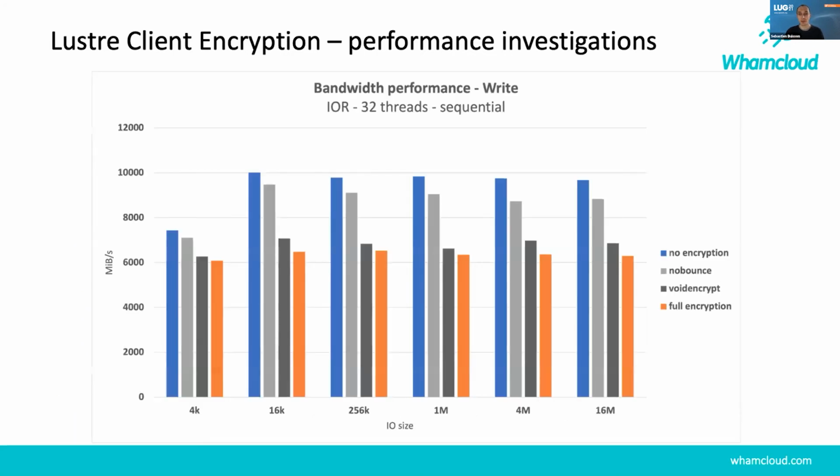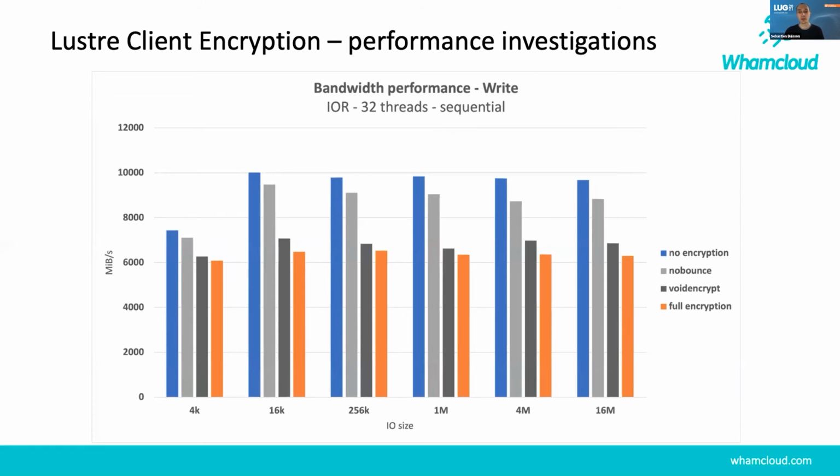So we made some modifications in the way client encryption is implemented in order to test various hypotheses. Here we are comparing different versions of the code. The blue bar is named no encryption, so this is the performance without encryption. The light gray bar is called no bounce.